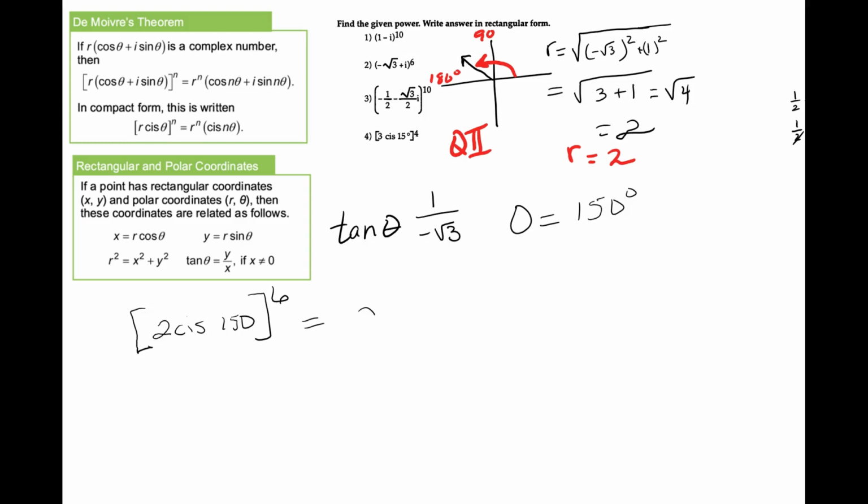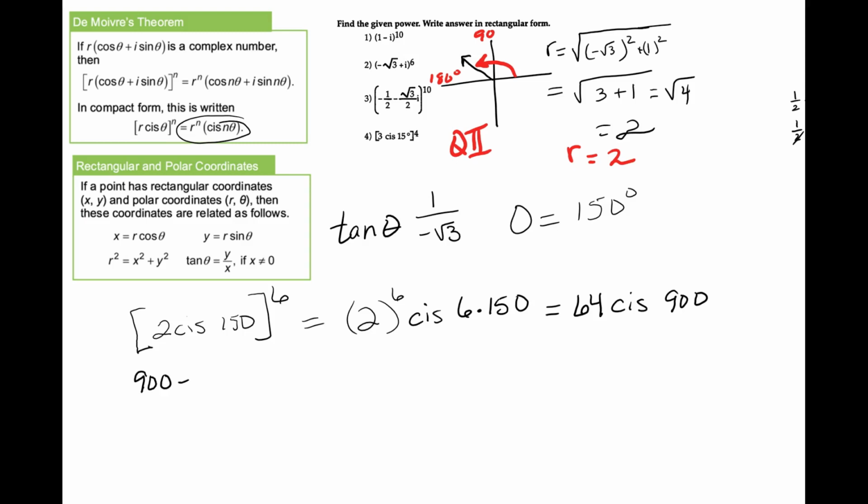So this is going to look like this, 2 to the 6th power, because this is what de Moivre's theorem says right here. And then cosine plus imaginary sine of 6 times 150. And so we're going to get 2 to the 6th power, which is 64. And then the cosine plus imaginary sine, 6 times 150, ends up being 900.